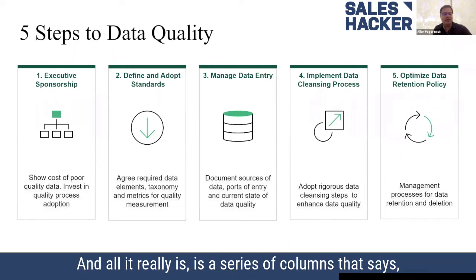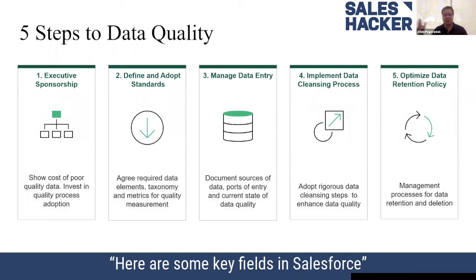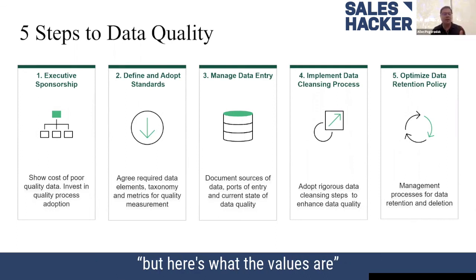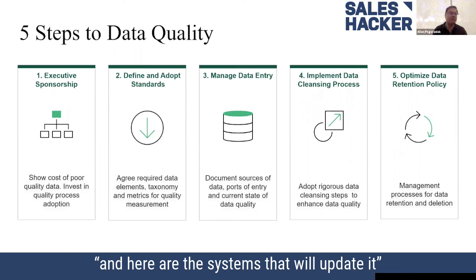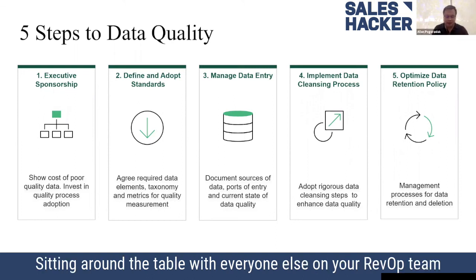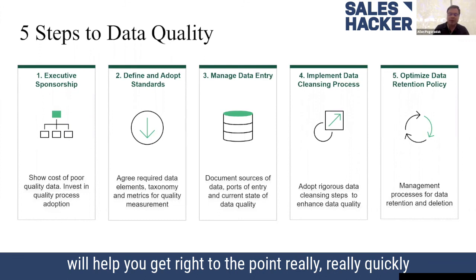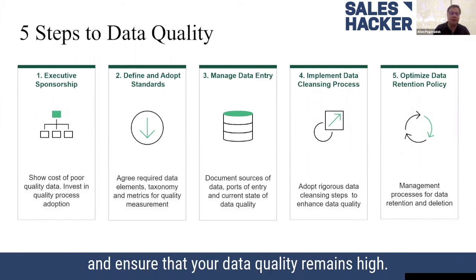All it really is, is a series of columns that says, here are some key fields in Salesforce or your marketing automation solution. Here's who's responsible for their accuracy. Here's what the values are. And here are the systems that will update it. Sitting around the table with everyone else on your RevOps team to have these conversations about these fields will help you get right to the point really, really quickly and ensure that your data quality remains high.